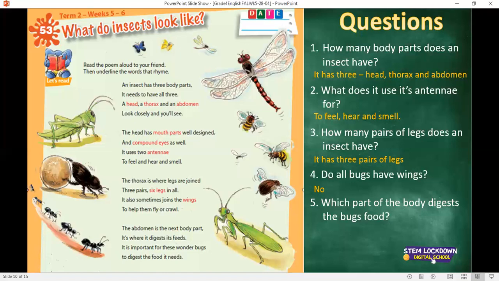Then number 5, which part of the body digests the bug's food? I said it's the same as what we've got, where our stomach is. We call it what part? The abdomen. Okay, so now we've gone through 5 of our questions. I think that was quite easy because it was straight from the poem.